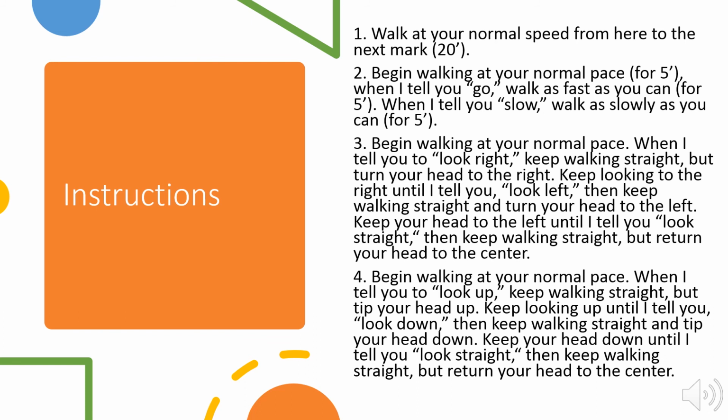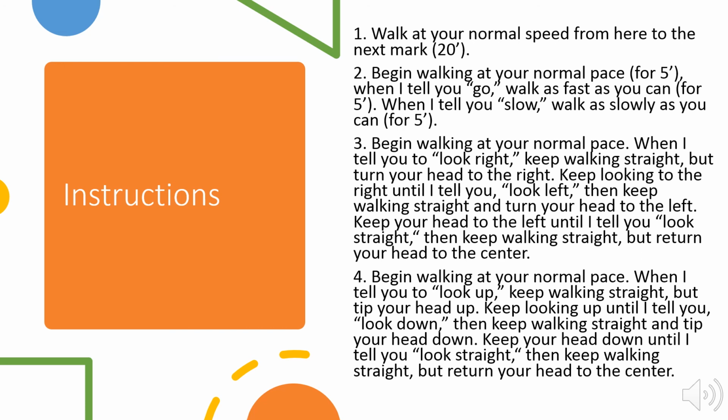So phase 1, you would tell the patient, walk at your normal speed from here to the next mark, and you'll have a marker placed 20 feet away from their starting position. Phase 2, begin walking at your normal pace. When I tell you go, walk as fast as you can. When I tell you slow, walk as slowly as you can. And you would change the speed that your patient's walking at every 5 feet.